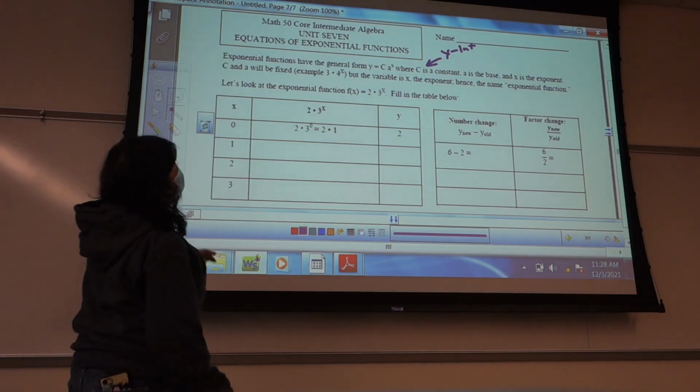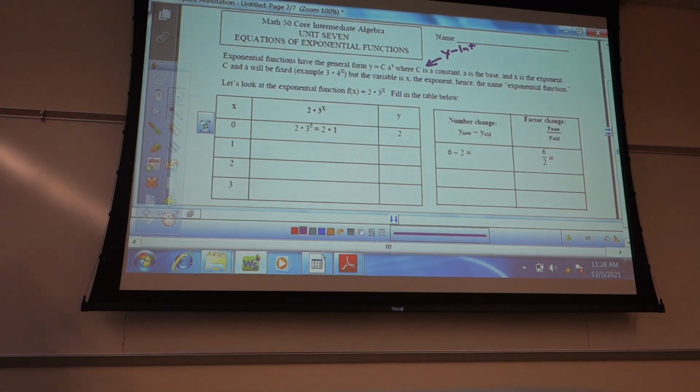So again, c is my y-intercept. I should write that better because I couldn't even read that as I looked at it. It's my y-intercept.